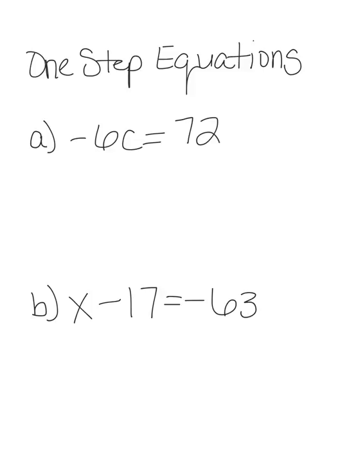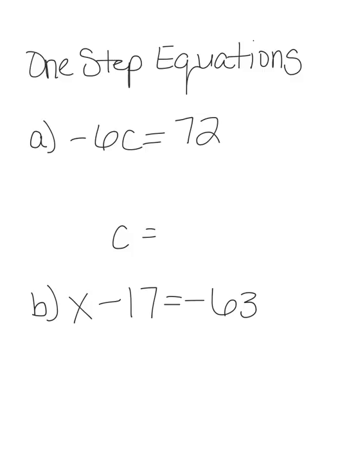We have two equations here to solve. Let's start with the first one. Negative 6c equals 72. So our whole goal is to solve for c, to figure out what does c equal. And we use inverse operations to solve.